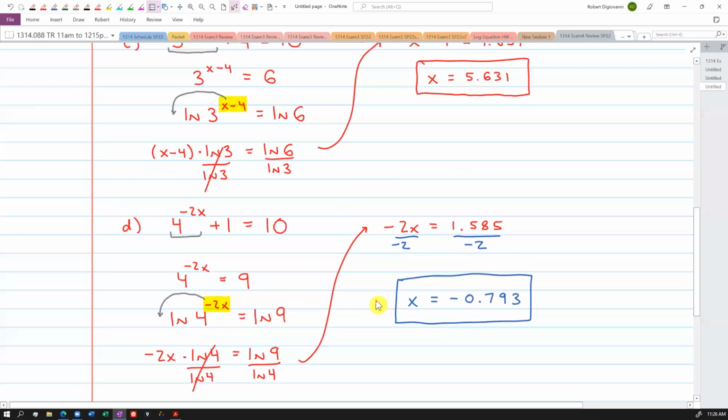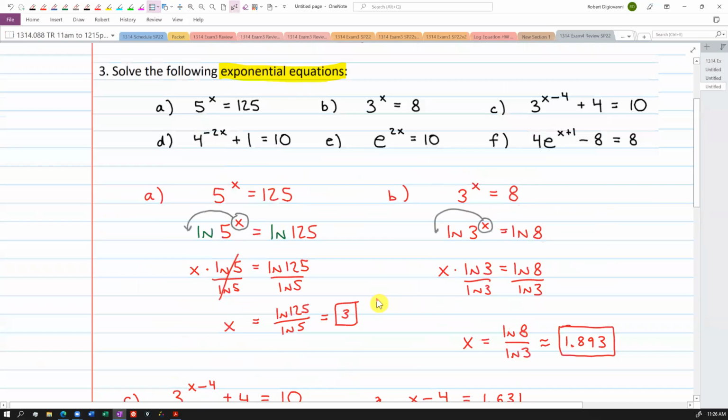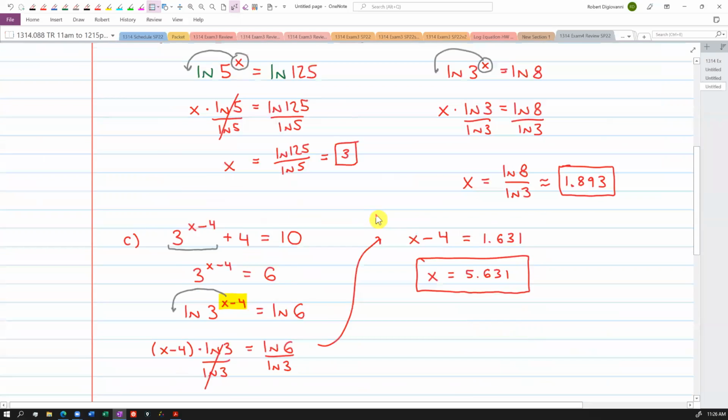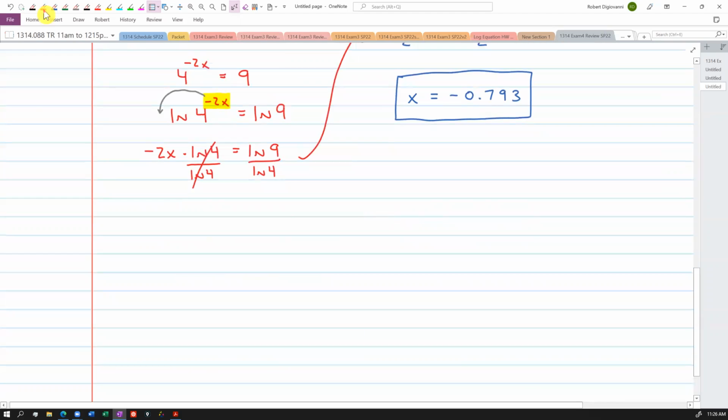Questions? All right, e to the 2x is 10. E to the 2x equals 10. All right, so we do have an exponential equation here, and the exponent is already isolated, right? There's nothing else over there. So we're free to bring in the natural log right now.